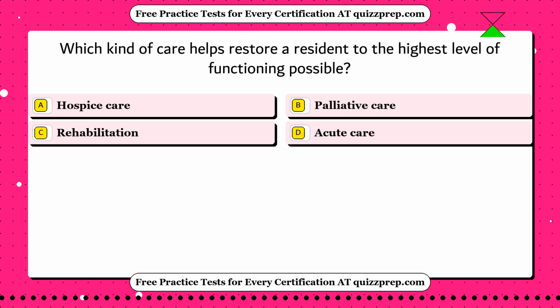Question 43. Which kind of care helps restore a resident to the highest level of functioning possible? Option A, hospice care. Option B, palliative care. Option C, rehabilitation. Option D, acute care.